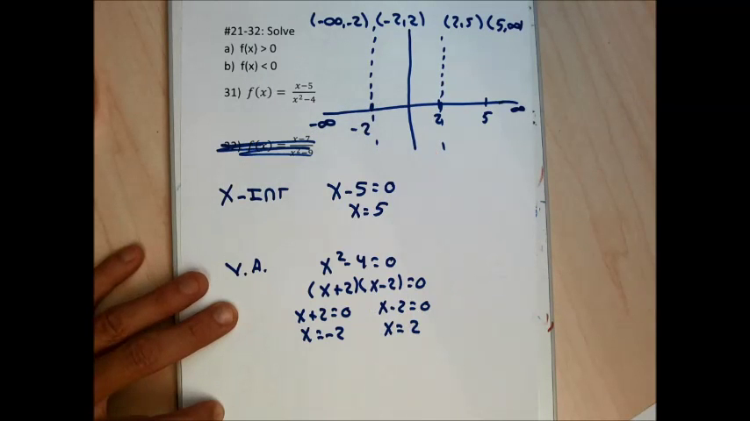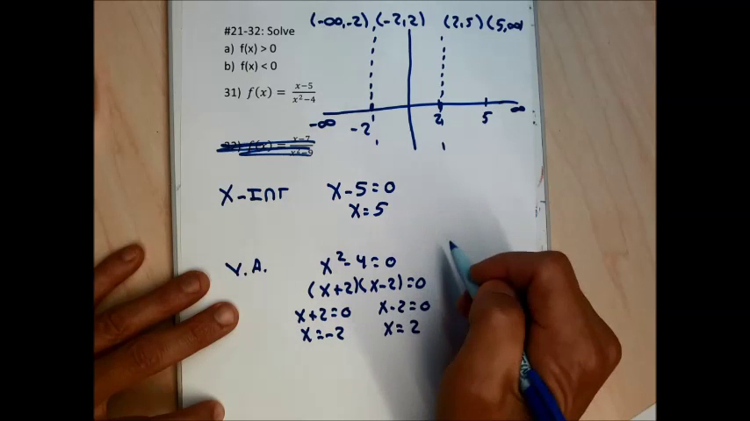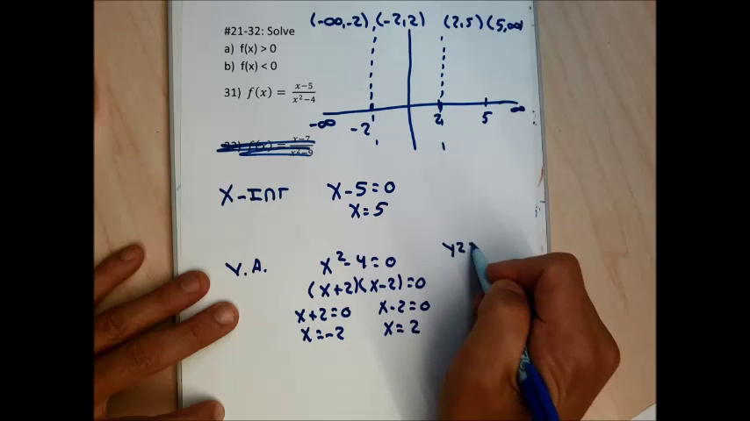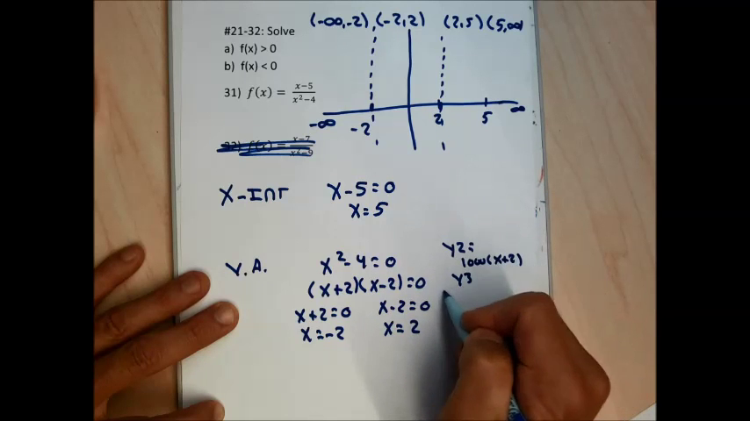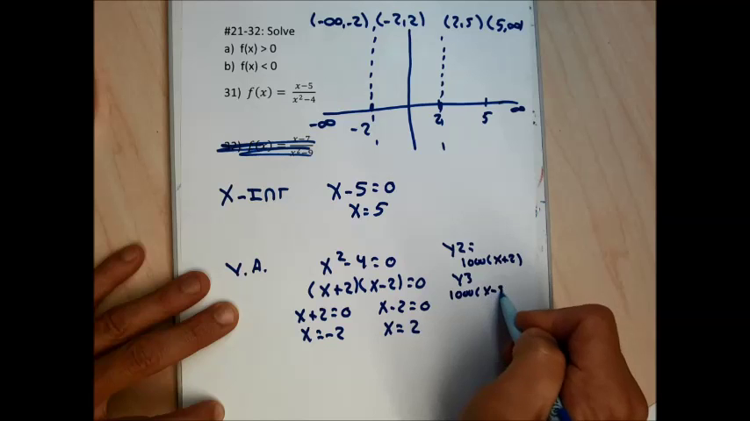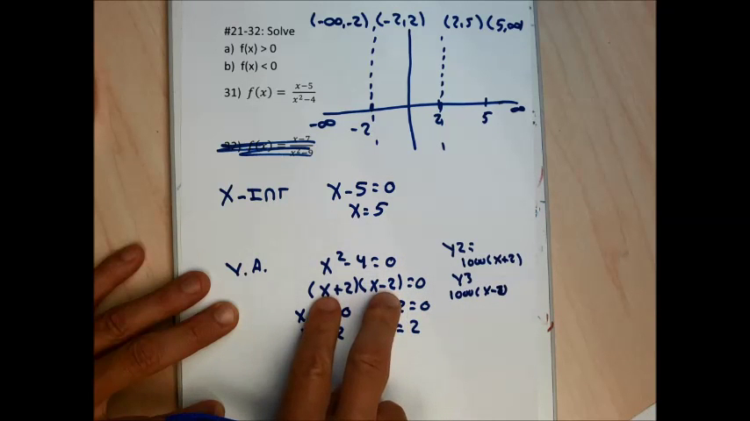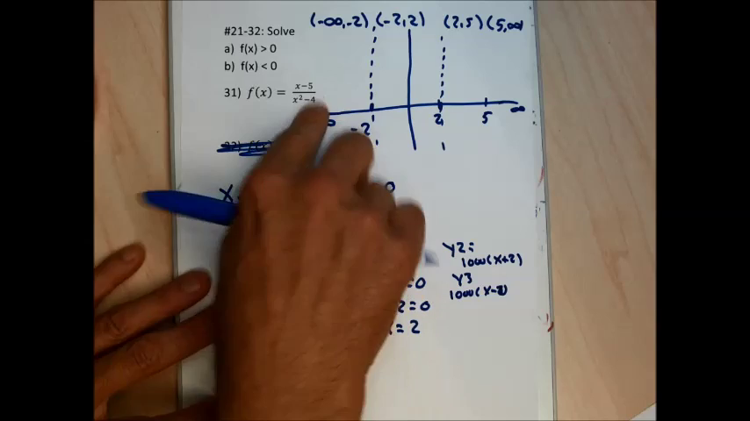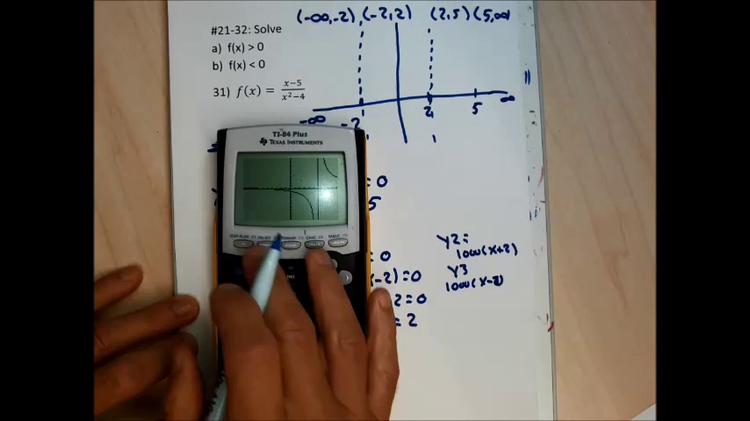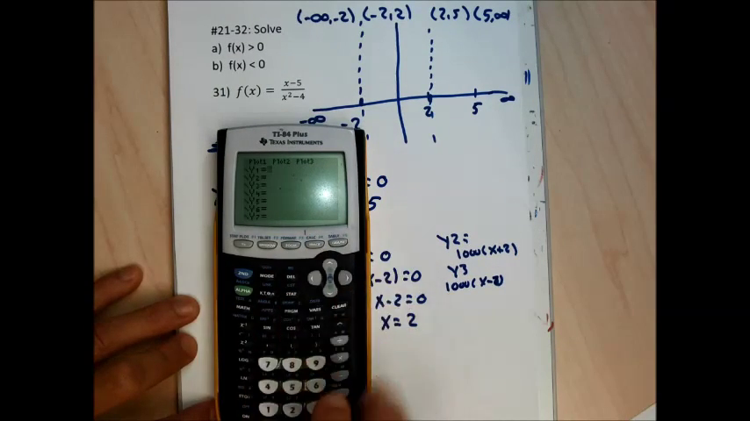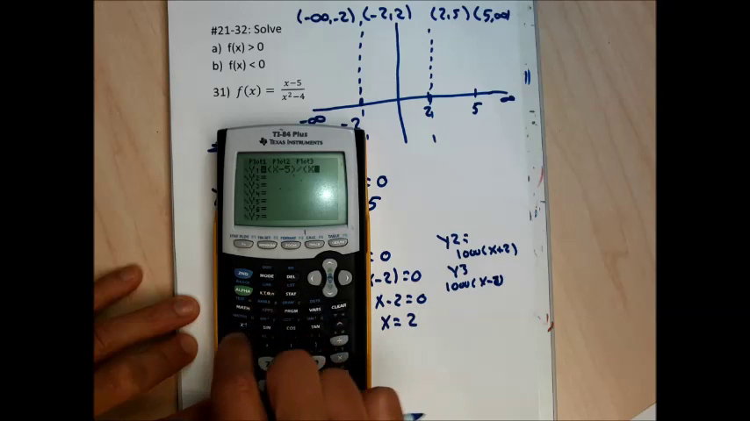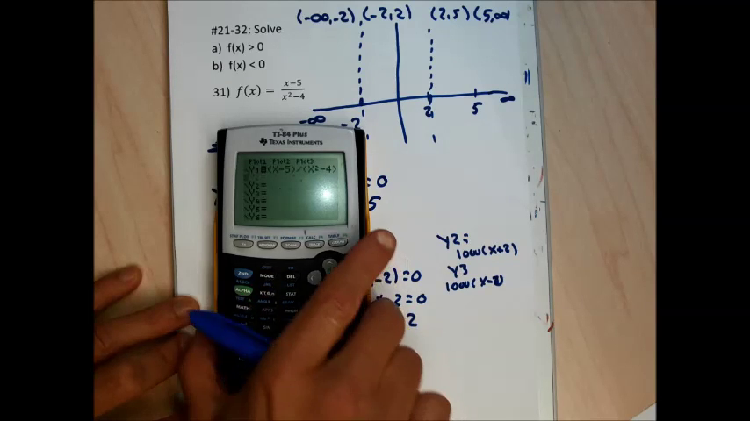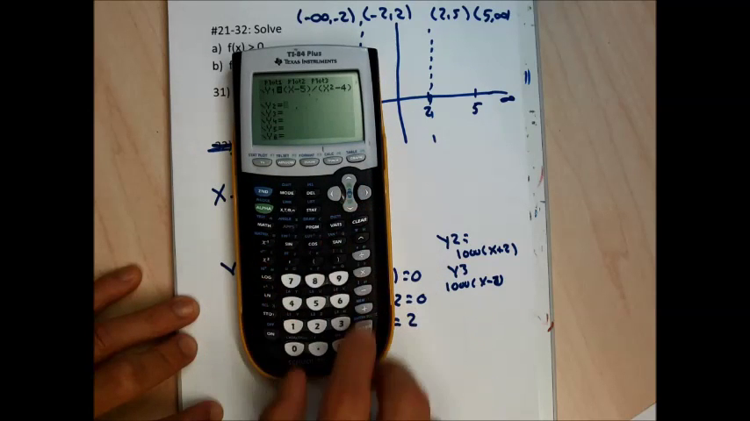If I want to graph the vertical asymptotes in y2, I can do 1,000 times x plus 2, and in y3, I can do 1,000 times x minus 2 to get those vertical asymptotes of 2 and -2. And I'm also going to graph the function in y1. So I'm going to do multiple graphs here. So I'm going to clear out the junk and do x minus 5 divided by, and then the whole denominator needs to be in parentheses. So that's the function that I need to worry about.